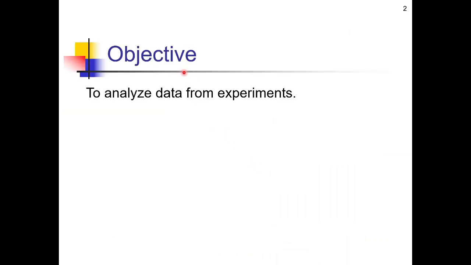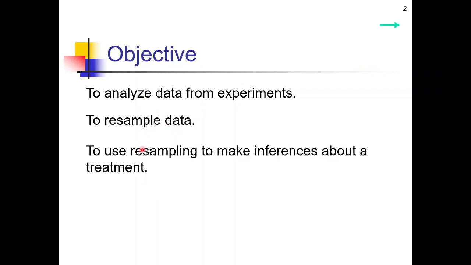In this one, we're going to analyze data from experiments using something called the experimental mean difference. And we're also going to be resampling data and using resampling to make some inferences about a treatment. And when I say resampling, I mean like simulated 200 times resampling.